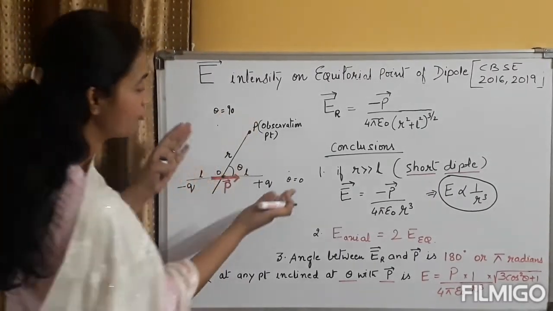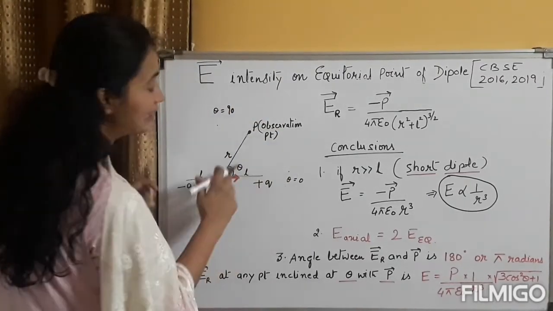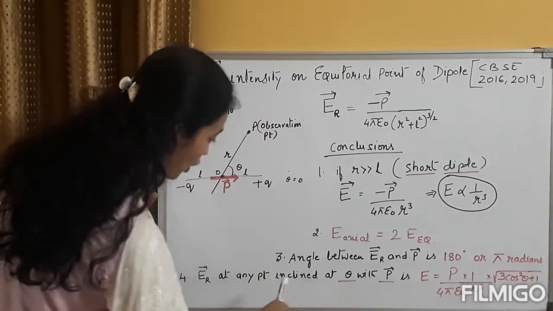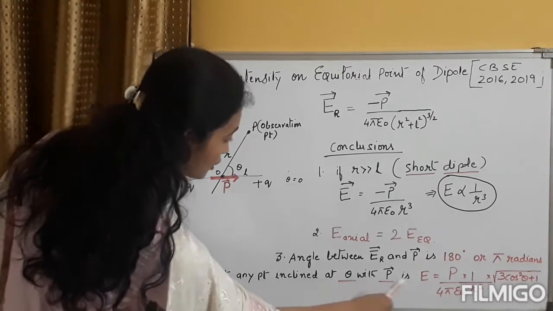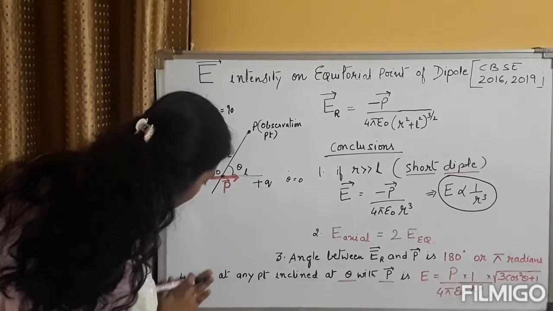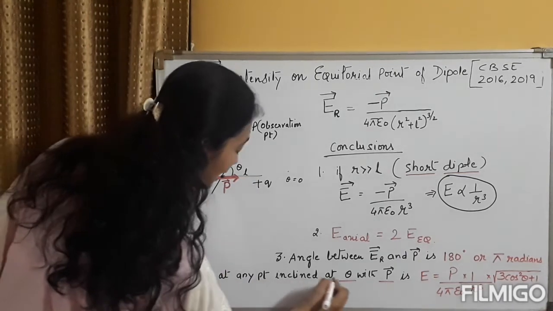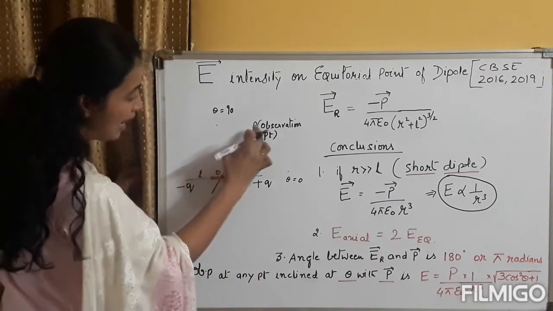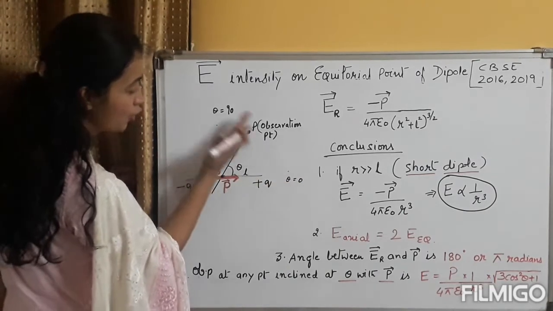We have seen the derivation for these two situations. But what if theta is neither 0 nor 90? It can be any general angle. This derivation is not covered, but the result is important. If the observation point P is at any point inclined at an angle theta with the dipole moment, can you see this dipole moment vector and the observation vector r? They are inclined at an angle theta which is neither 0 nor 90.